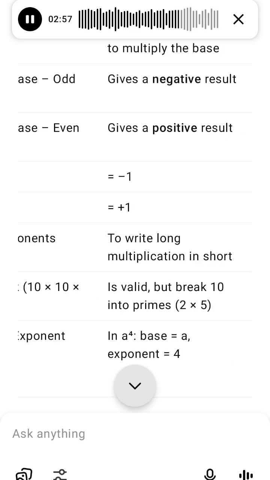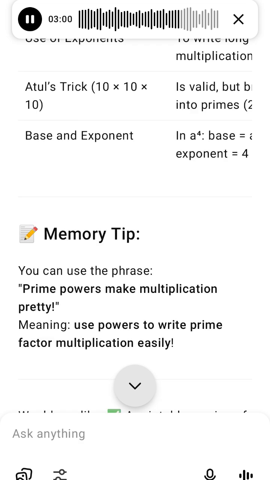Use of exponents: to write long multiplication in short form. Ten times ten times ten is valid, but break 10 into primes, 2 times 5. Base and exponent: in a to the 4, base equals a, exponent equals 4. A memory tip: you can use the phrase "prime powers make multiplication pretty," meaning use powers to write prime factor multiplication easily. Would you like a printable version of this summary, flashcards for revision, a comic strip or visual poster to help you remember? I can create all that for you. Just let me know.